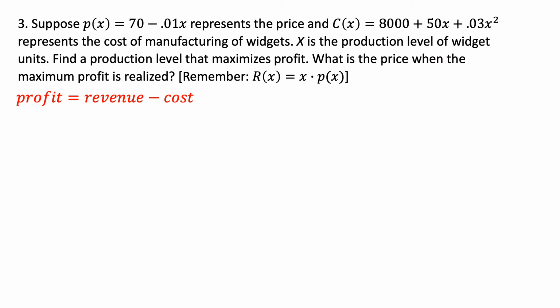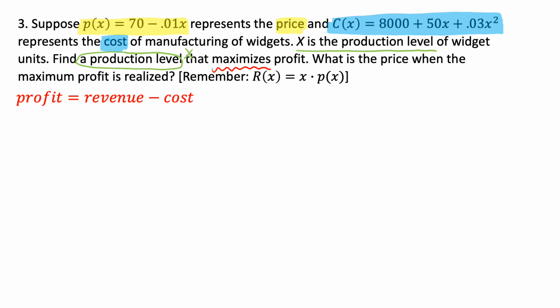Okay, as we move on to number 3, we are adding just one more step. This says, suppose lowercase p of x equals 70 minus 0.01x represents our price. I'm just going to highlight our price equation. And then c of x equals 8,000 plus 50x plus 0.03x squared represents the cost of manufacturing widgets. And then they're telling us that x is our production level of widget units. They're asking us to find a production level, which means x, that is going to minimize our profit.